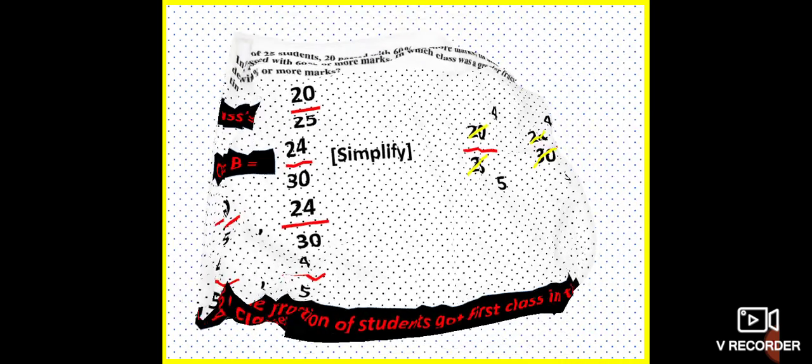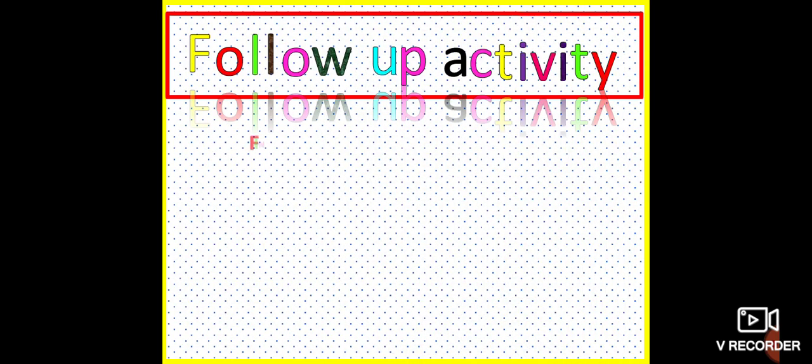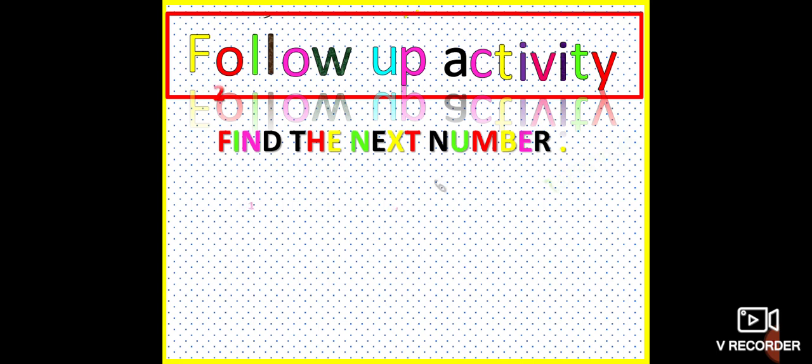Okay students, next you have one follow-up activity. The follow-up activity is very simple. Find the next number. Here you can see 1, 2, 6, 24, dash. Find the answer for the fifth number. Okay. Thank you.